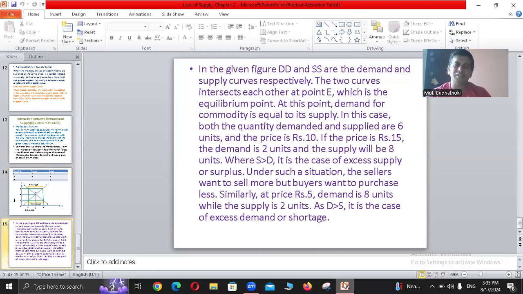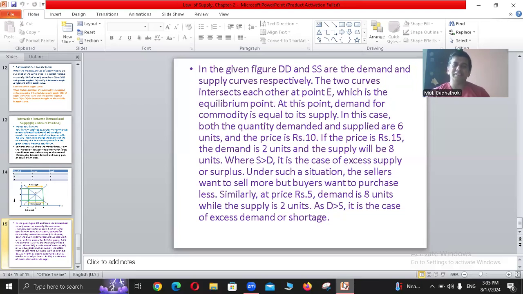In the given figure, DD and SS are the demand and supply curves respectively. The two curves intersect each other at point E, which is the equilibrium point. At this point, demand for the commodity is equal to its supply. In this case, both the quantity demanded and supplied are 6 units and the price is ₹10.